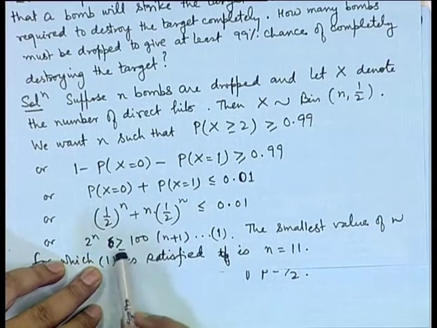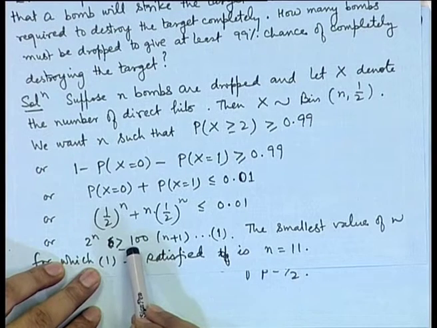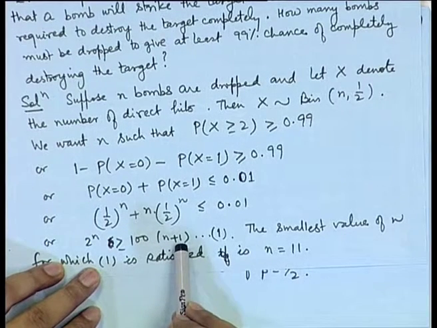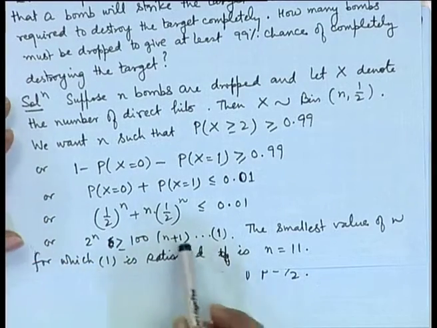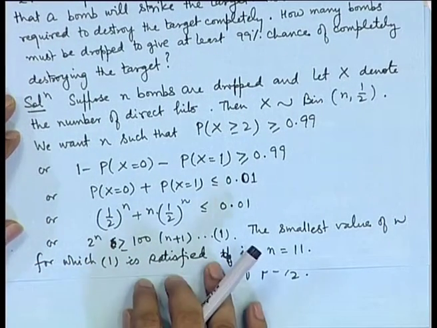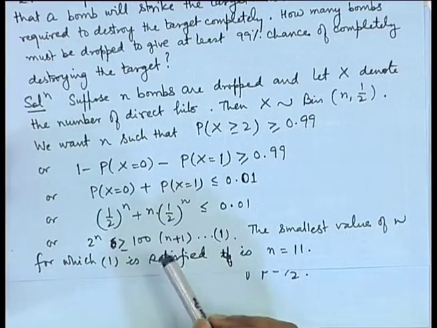So, after simplification this condition is equivalent to that 2 to the power n greater than or equal to 100 into (n plus 1). What is the smallest value of n for which this is satisfied? So, we can check it, and it turns out that n is equal to 11 first time satisfies this condition. So, at least we have to drop 11 bombs, so that the target is completely destroyed with probability greater than or equal to 0.99.